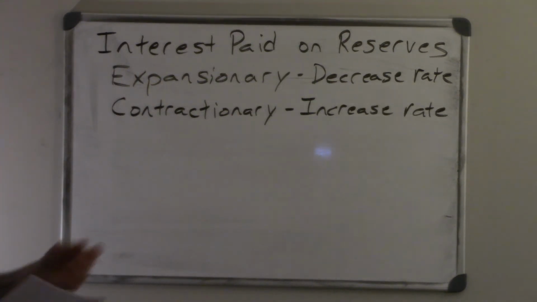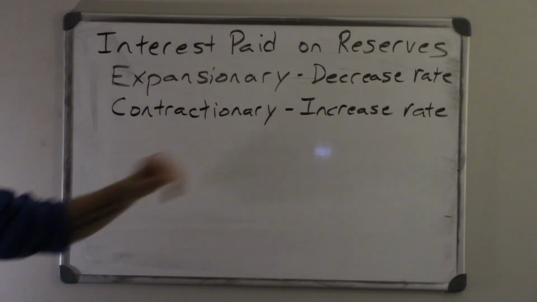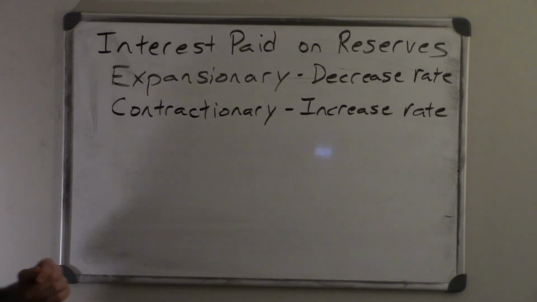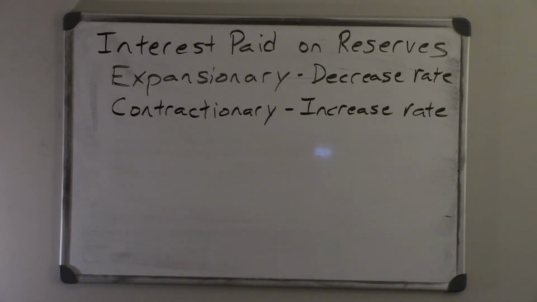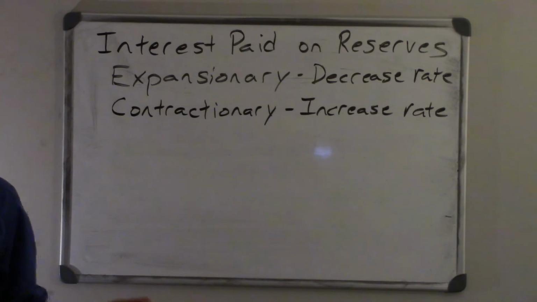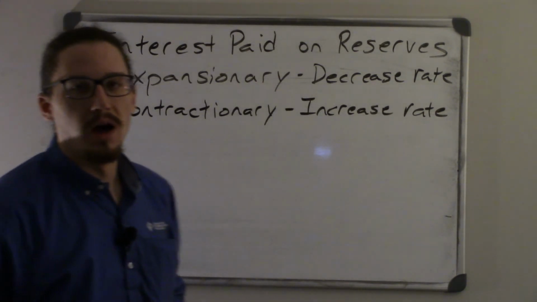All right, and for contractionary policy, the Fed would increase the interest rate that they pay. That makes holding money with the Fed more lucrative, and therefore more likely for these banks and financial institutions to increase the amount of money that they hold there, therefore taking money out of the economy.